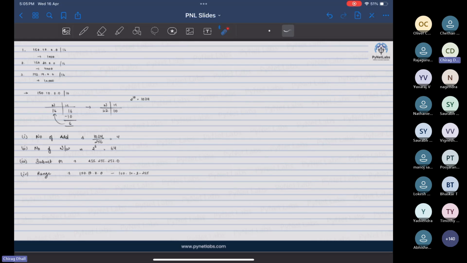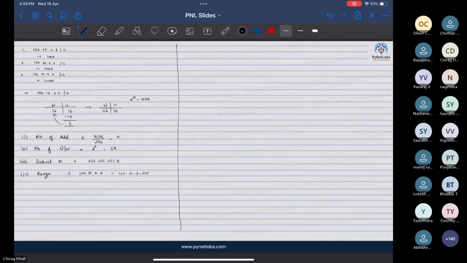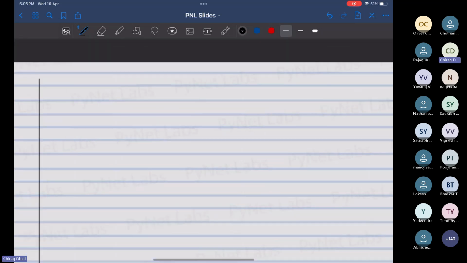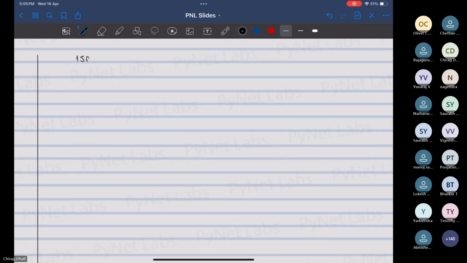Okay, let's look at the second solution now. 150.20.0.0, 4000 addresses. 2 raised to the power 10 is 1024. 2 raised to the power 11 is 2048. 2 raised to the power 12 is 4096. 4096 can be used for my requirement of 4000 addresses, right?